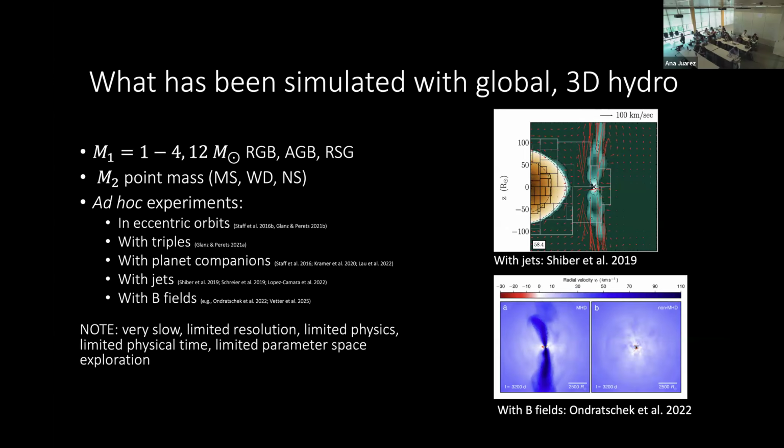However, these simulations are slow, they have limited resolution, they have limited physics, they have limited physical time. So we tend to do the dynamical time a couple of decades, but we really would want to know what happens in the next couple of centuries. And they don't do parameter space explorations because of the time it takes. So a good higher resolution simulation will take a few months, right?